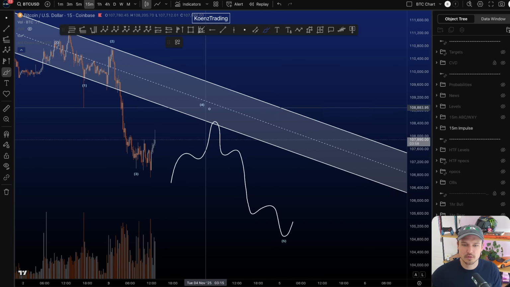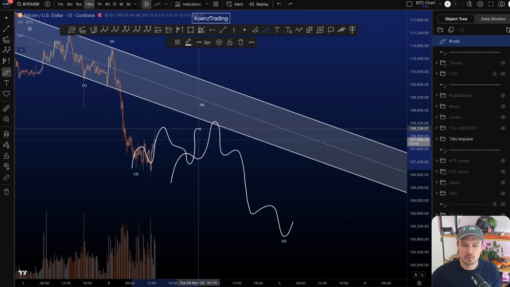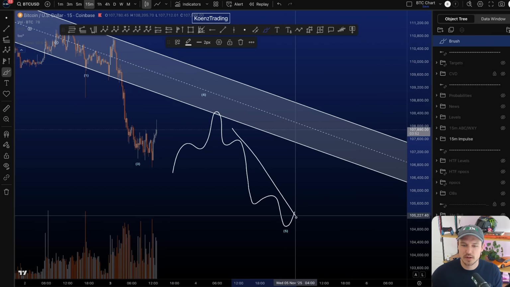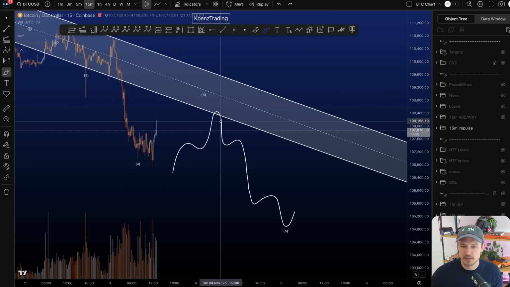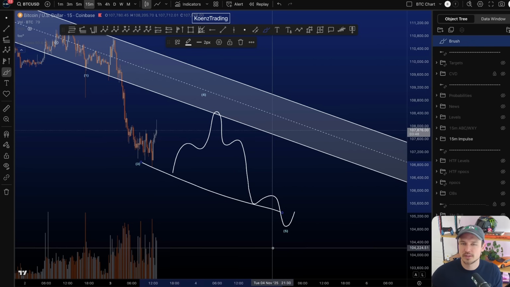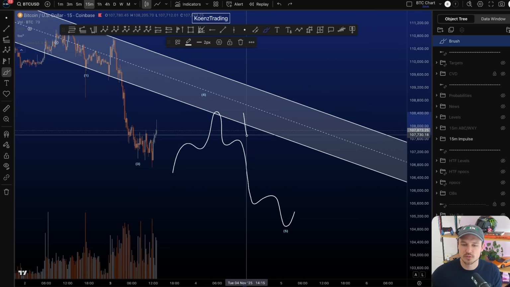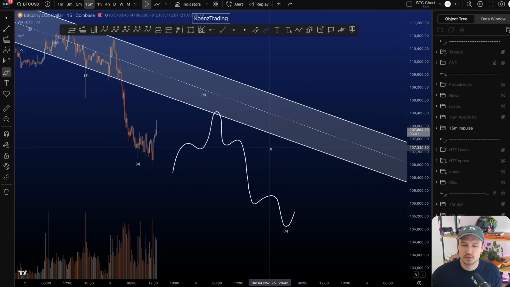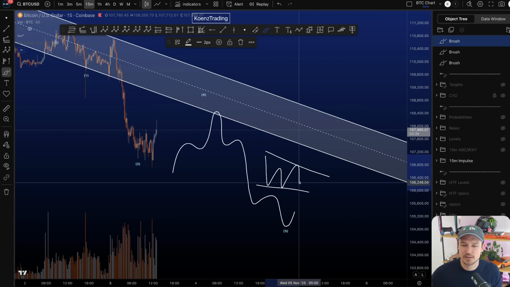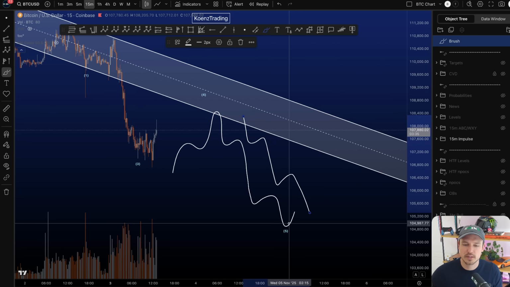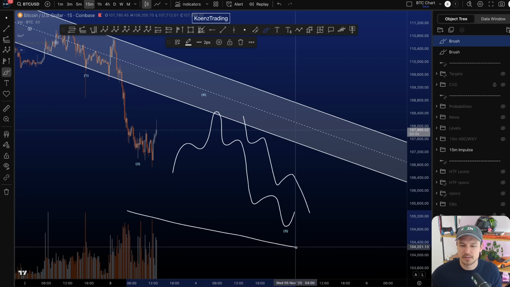Now, after a corrective structure in a wave 4, you eventually look for wave 5 to the downside. And wave 5 should be a move to the downside, preferably on decreasing volume. So inside wave 5, most commonly we see an impulse as well, 1, 2, 3, 4, 5 wave structure. You can also have an ending diagonal, but that is less common. So 1, 2, 3, 4, 5, create another low, preferably on decreasing volume.